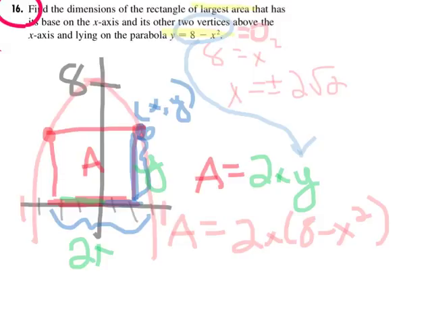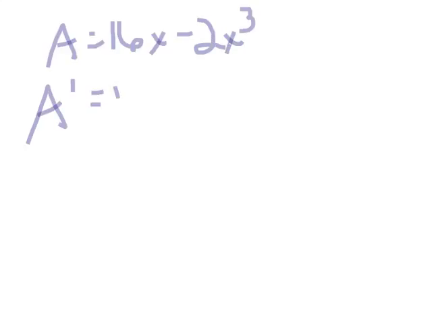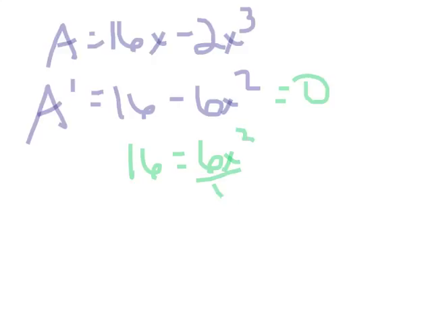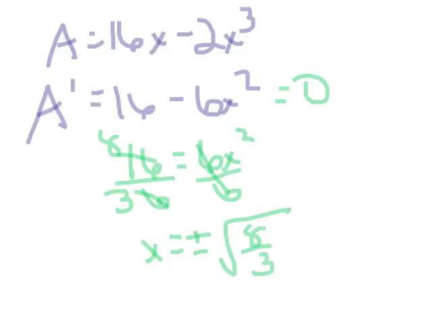From here, you know it's really not hard at all. Let's distribute this through first. And let's find the derivative to maximize the area. That's what we need. 16x. So your derivative is 16 minus 6x squared. Set that equal to 0. 16 equals 6x squared. 8 thirds. So x equals plus or minus the square root of 8 thirds. Which if you're in pre-calc, you would have to rationalize. But we're not, so we won't.